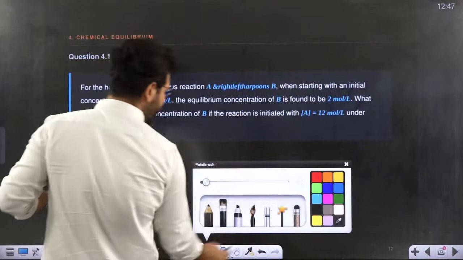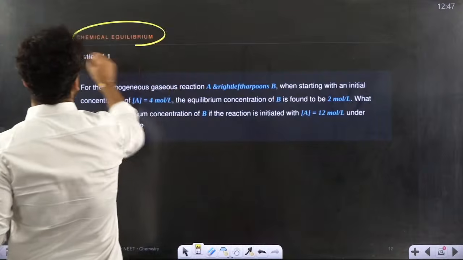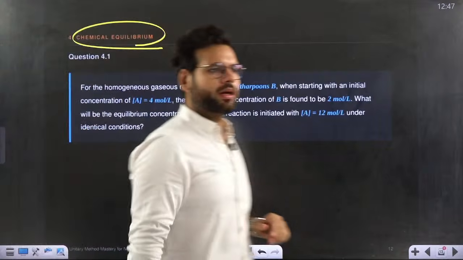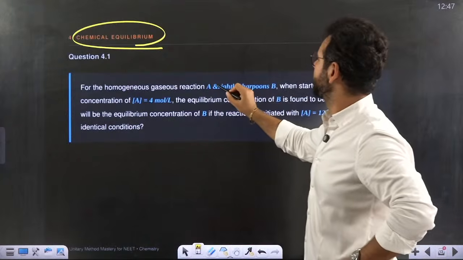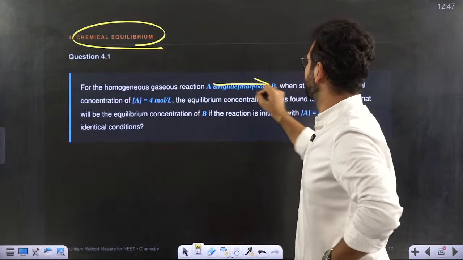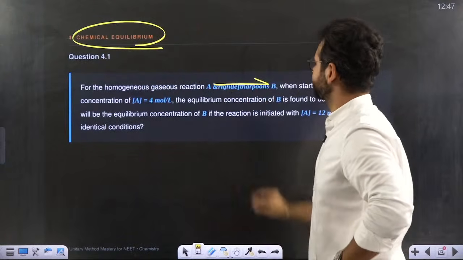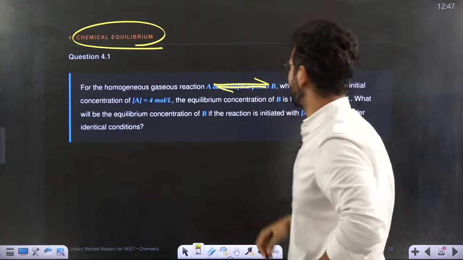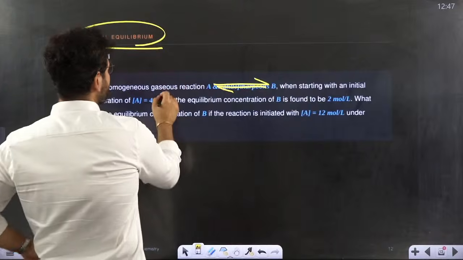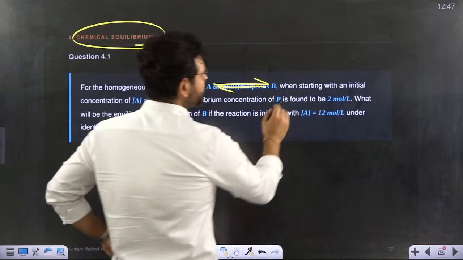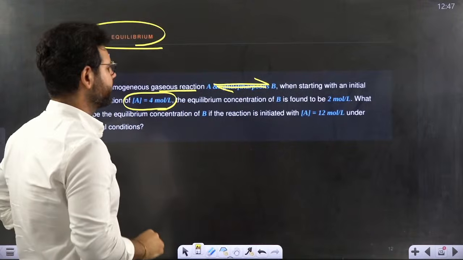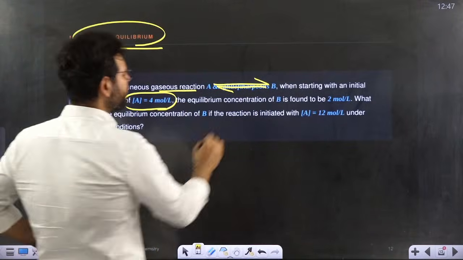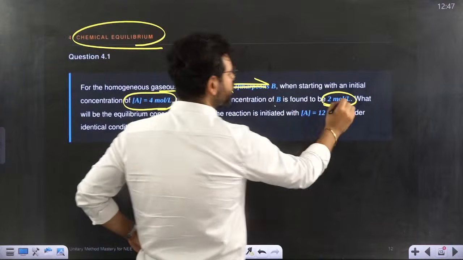Now let us see how a chemical equilibrium question can be solved by the unitary method. The reaction is given, let's say A gives B at equilibrium. It's a homogeneous gaseous reaction. Starting with an initial concentration of A as 4 mole per liter, the equilibrium concentration of B was found to be 2 mole per liter.